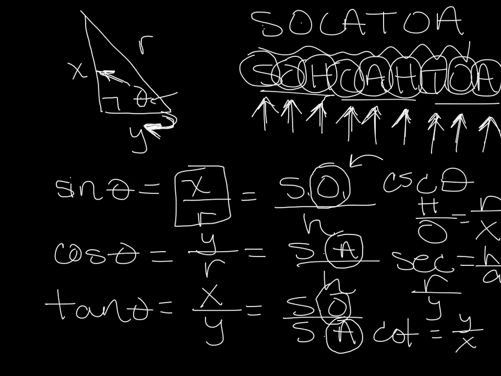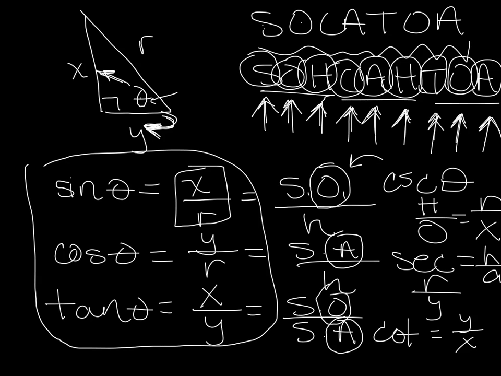So what I tell students to do is just remember the first three, and then if I need the reciprocal, I can always just turn them upside down. So you need to know that for the parts of the triangle, the sine is the opposite over hypotenuse, the cosine is adjacent over hypotenuse, and tangent is opposite over adjacent. Sine, opposite over hypotenuse. Cosine, adjacent over hypotenuse. Tangent, opposite over adjacent.